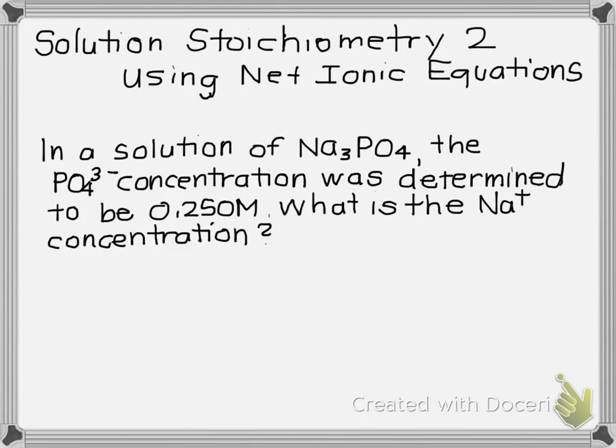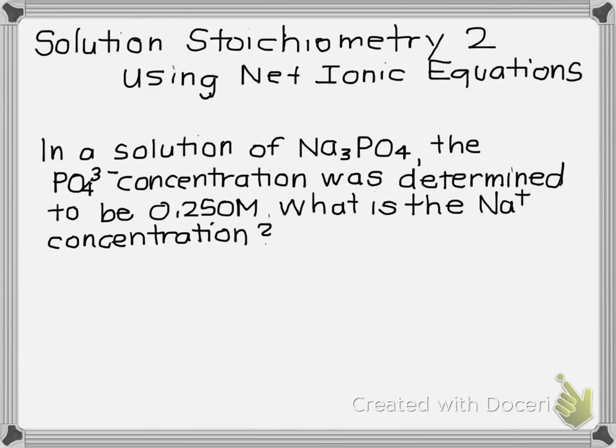This tutorial, Solution Stoichiometry 2, involves stoichiometry problems that use net ionic equations. Remember, a net ionic equation involves ionic compounds that have dissociated, and in the process we have removed the spectator ions, or the ions that aren't involved, and are just looking at the ions that actually are creating the products.